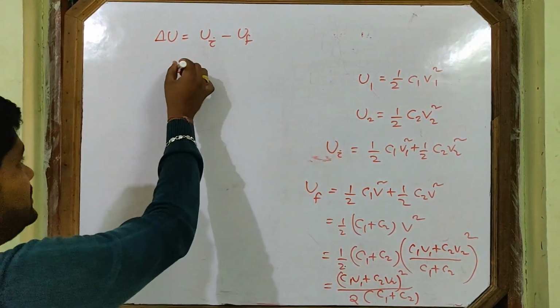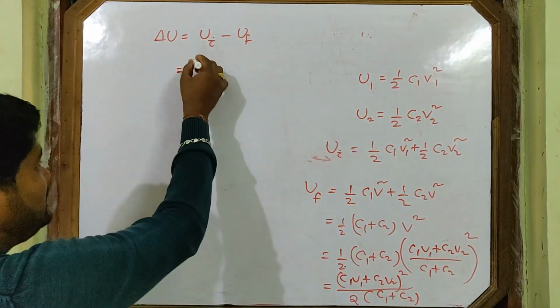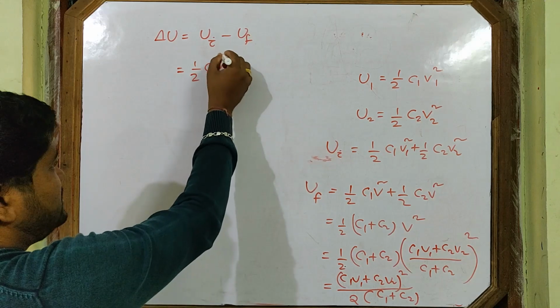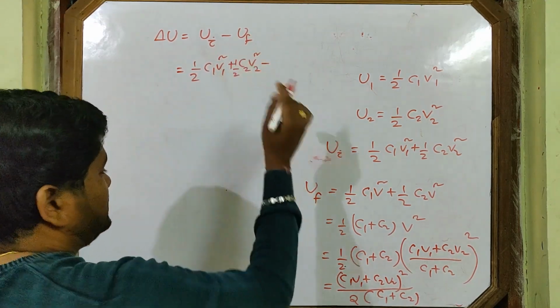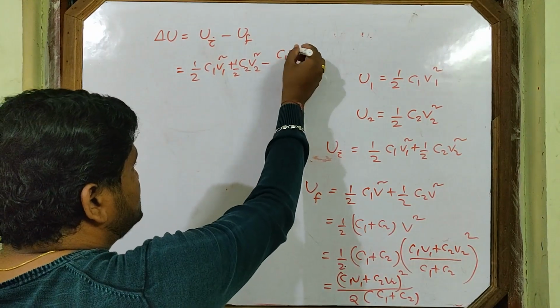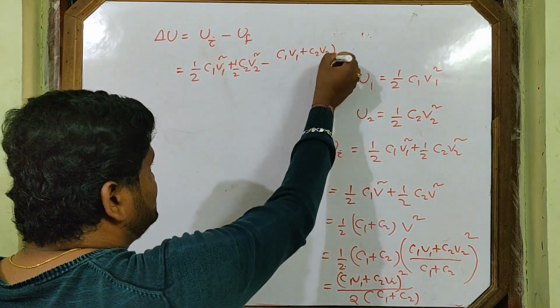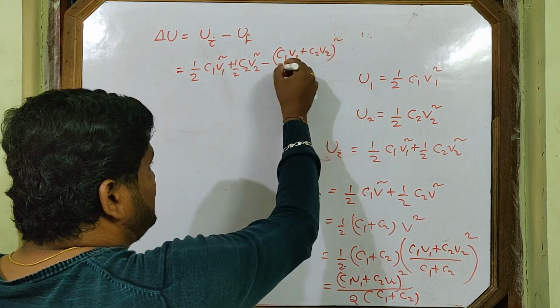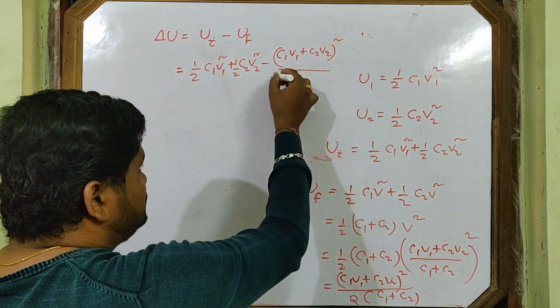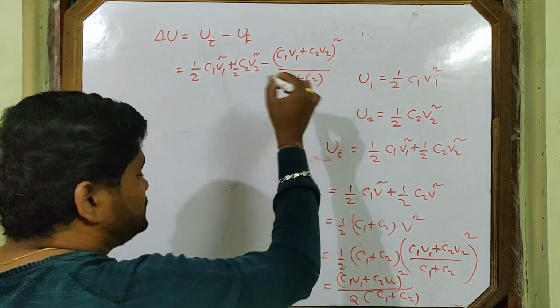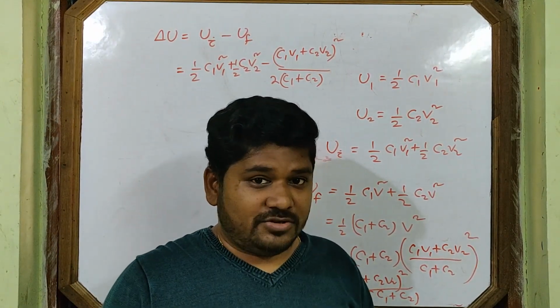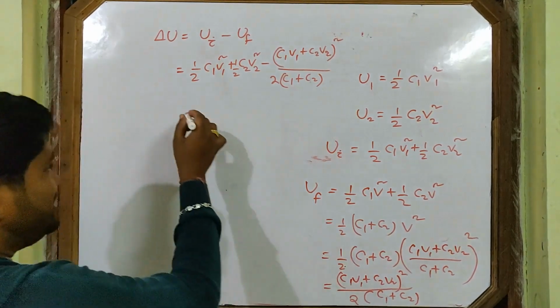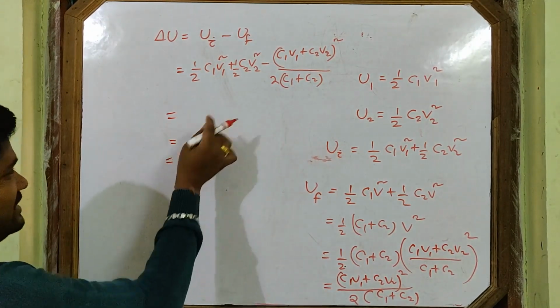Now let's check. You put UI here, half C1 V1 square plus half C2 V2 square. Then you put this one, (C1 V1 + C2 V2) whole square divided by 2 whole into (C1 + C2). Okay, this one. And the solution is yours. You will do the steps here. Mathematics you have to do.